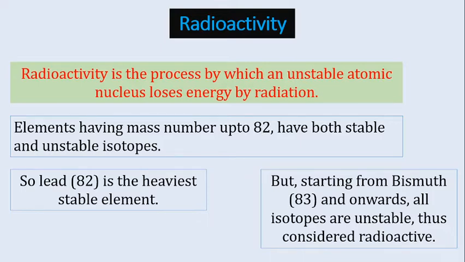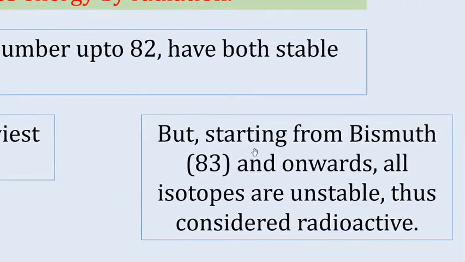That means we can find both stable and unstable versions of these elements, and it might contain several isotopes that are stable and several isotopes that are unstable. But we are saying that all of these elements have both stable and unstable isotopes up to atomic number 82. So lead, which has atomic number 82, is called the heaviest stable element because it has a stable isotope. But starting from bismuth, atomic number 83, and onwards up to 118, all the elements have isotopes which are unstable. Starting from 83 and onwards, they don't contain any single stable isotope. All of the isotopes are unstable. That means they are considered radioactive elements.